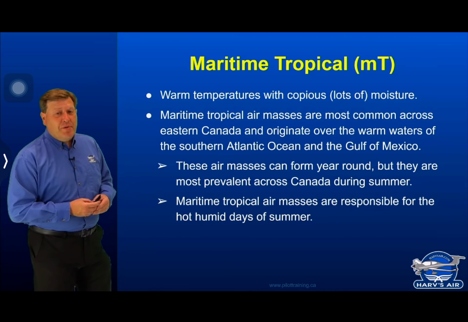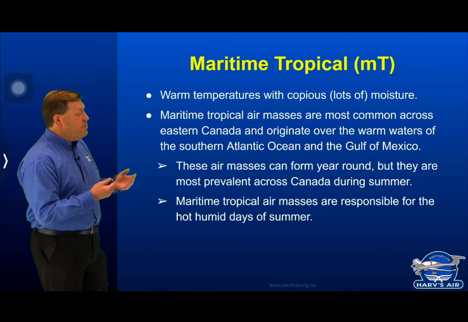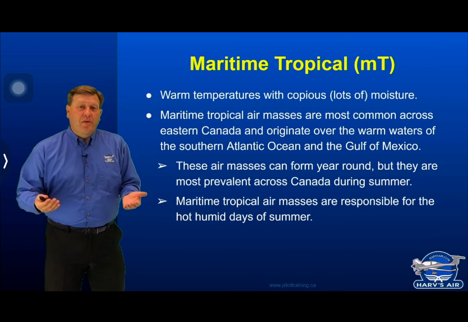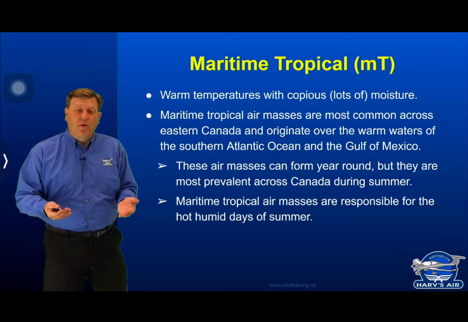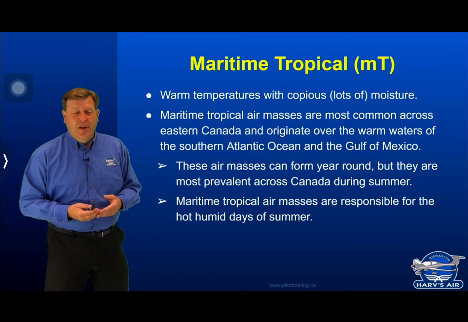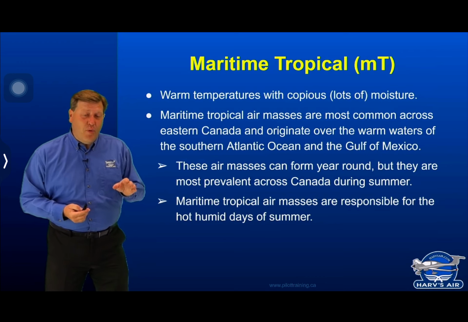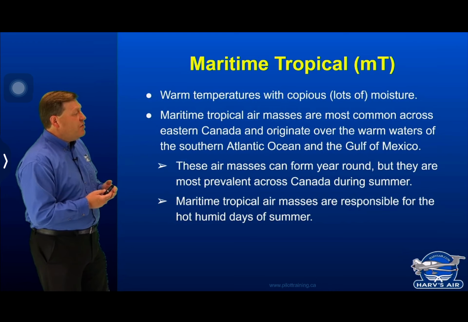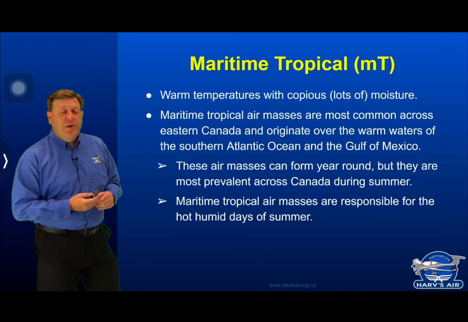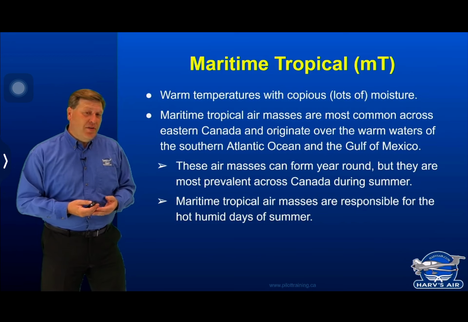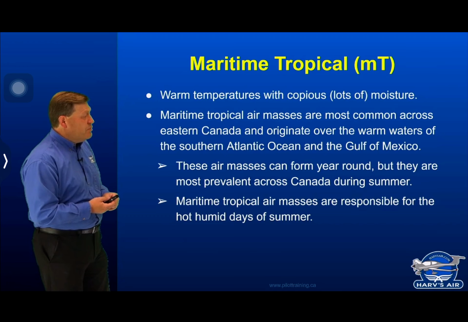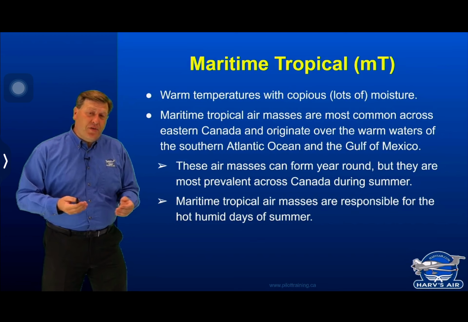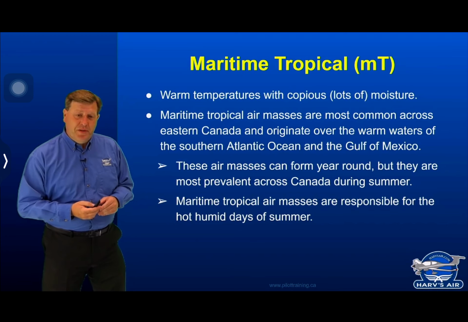As for maritime tropical, well, these are warm temperatures, lots of moisture embedded within these, and because it's warm air, remember, it has the capacity to hold even more moisture than cold air does. So these are very, very wet air masses. Maritime tropical air masses are the most common across eastern Canada. They typically originate over the warm waters of the southern Atlantic Ocean and the Gulf of Mexico. These air masses can form year-round, but they are most prevalent across Canada, of course, throughout the summer months.